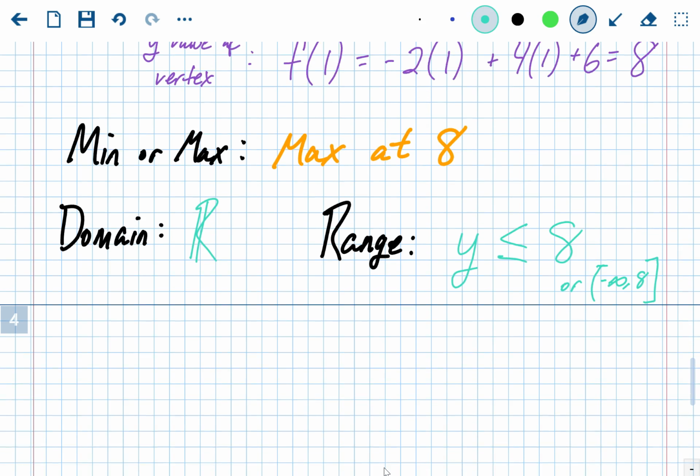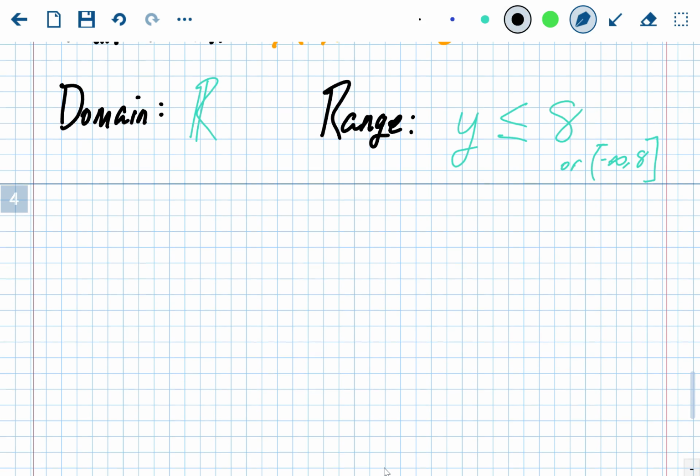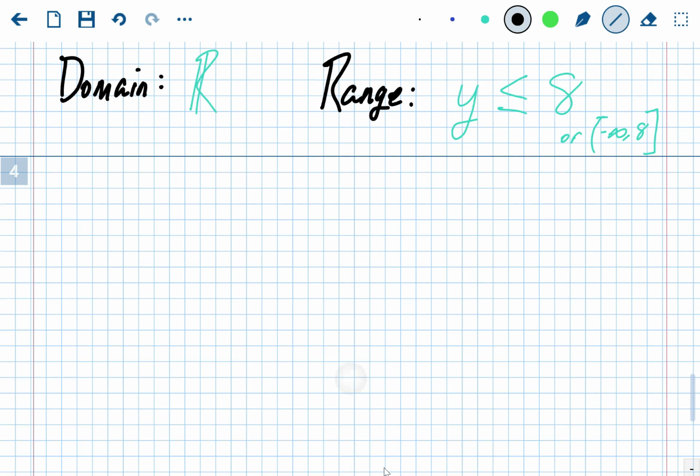Alright, now I'm going to go ahead and graph that as well. We have a lot of information here, so we may as well try and graph it. Okay. Now to graph a quadratic, we usually want to have at least 5 points. So a vertex, and then 2 on the right of the vertex, 2 on the left of the vertex.